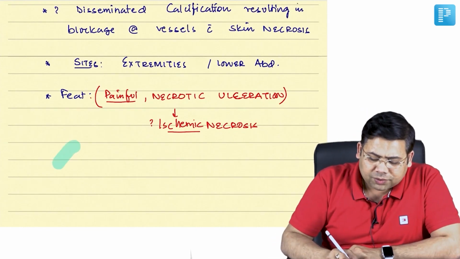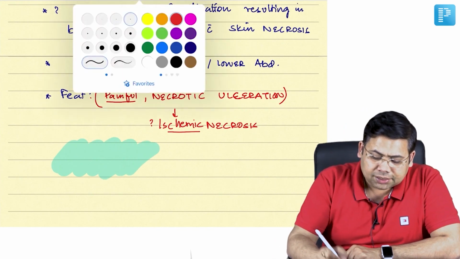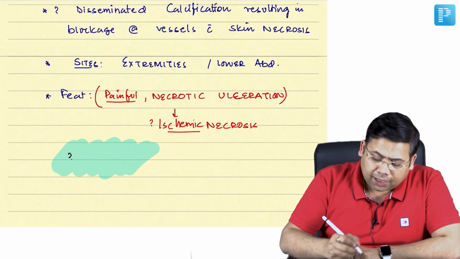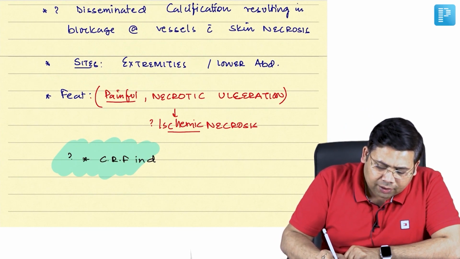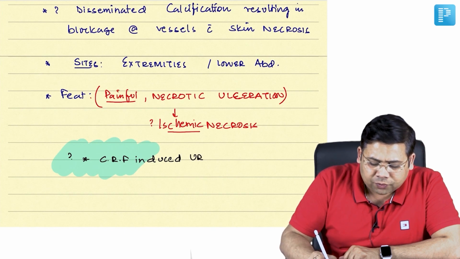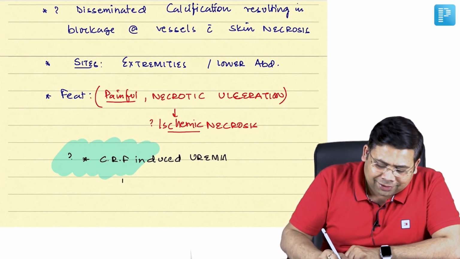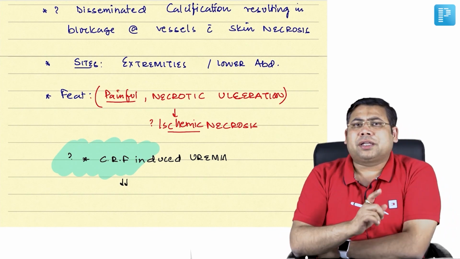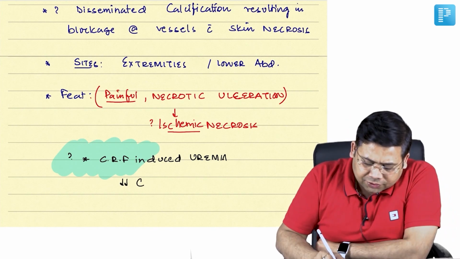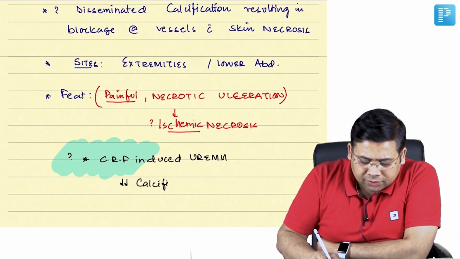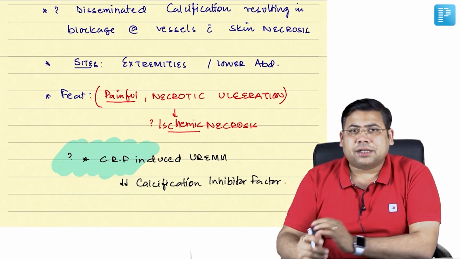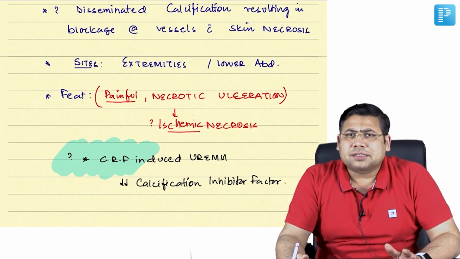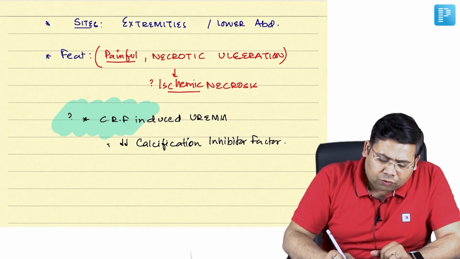Now, what is the cause behind this? Everything has a cause. The answer is, in patients who have CRF-induced uremia, there is a decrease in calcification inhibitor factor. Because this calcification inhibitor factor is decreased, there is generalized dissemination of calcium deposits and hence calcification.